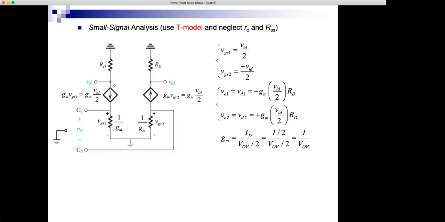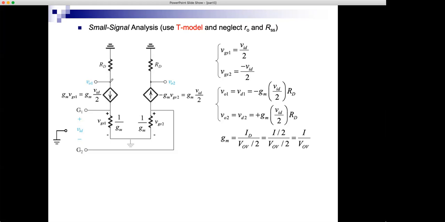All right, so we're getting close to calculating VO1 and VO2. Let's calculate VO2. The current flowing in RD is GM VID over 2. And when it flows in RD and I have a ground here, it produces the output. So finally, this is the signal at the second drain, VO2. The signal is GM VID over 2 times RD. Similarly, the signal here is minus GM VID over 2 times RD, because the current is flowing like this.